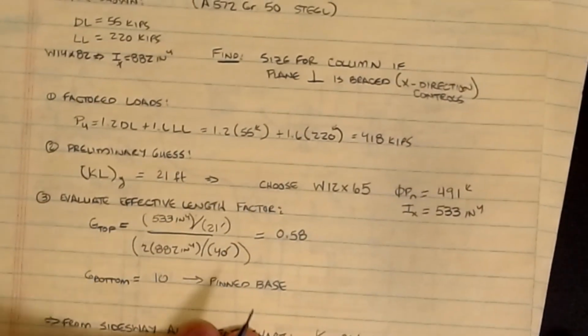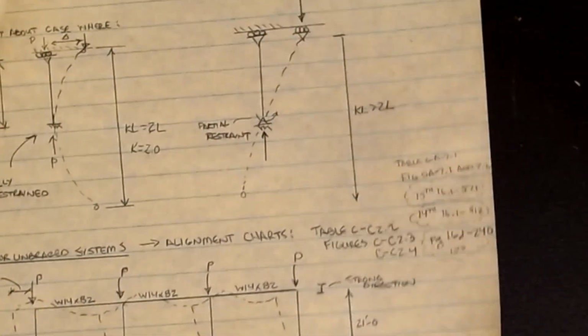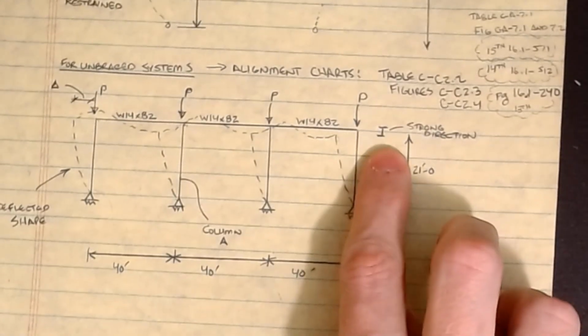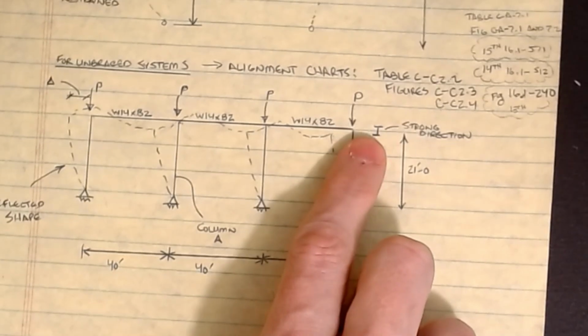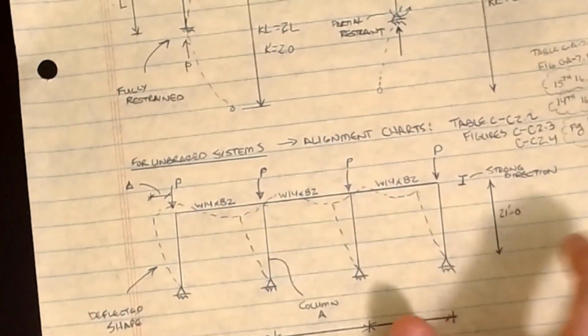Okay, so again, one thing to note on that picture, if we look at it, we have called out the direction of the orientation. So this is a strong axis beam. It's in its normal I configuration. Okay, the columns we still got to kind of figure out.